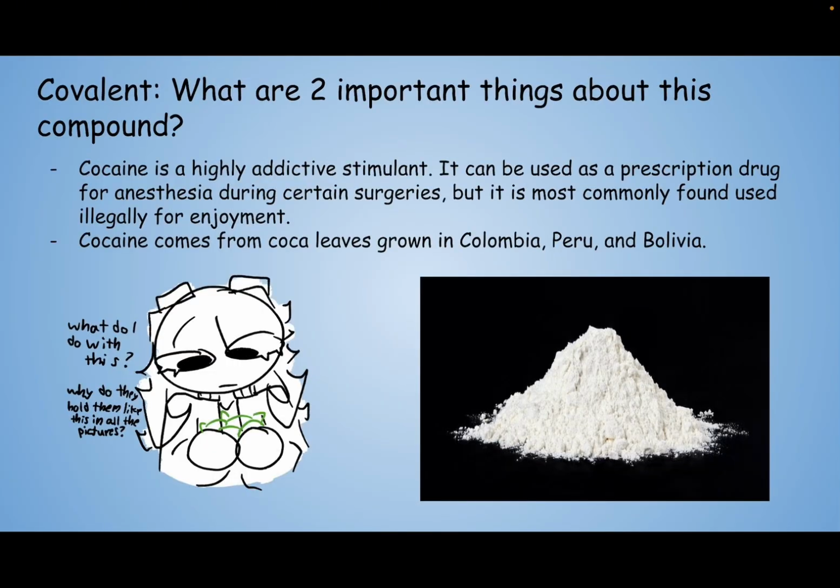What are 2 important things about cocaine? Cocaine is a highly addictive stimulant. It can be used as a prescription drug for anesthesia during certain surgeries, but it is most commonly used illegally for enjoyment. Cocaine comes from coca leaves grown in Colombia, Peru, and Bolivia.